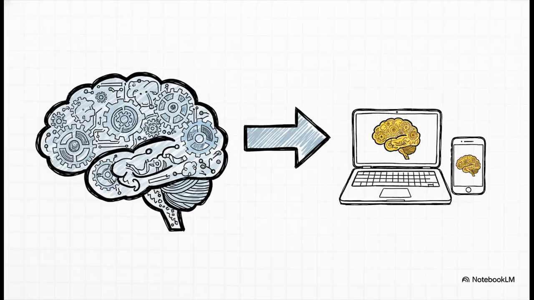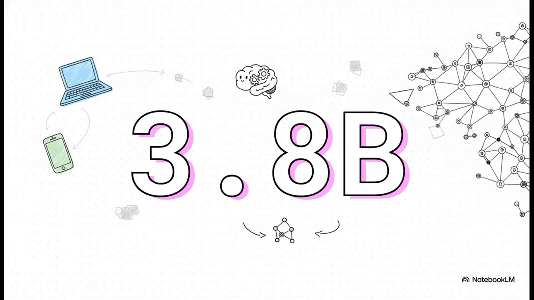The next big thing isn't necessarily bigger models, but smaller, more efficient ones. So say hello to small language models, or SLMs. So get this, Microsoft's Phi-3 mini model has just 3.8 billion parameters. Now, I know that sounds like a lot, but it's actually tiny compared to the giants in this space. And it's so efficient that it can run directly on a laptop or even on your smartphone.